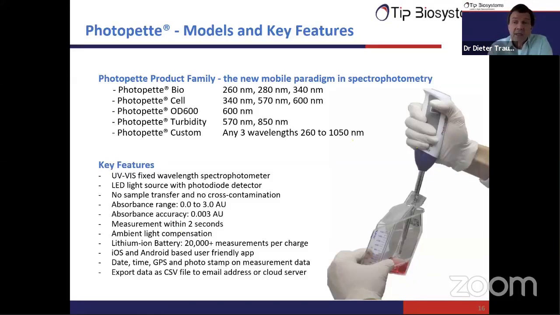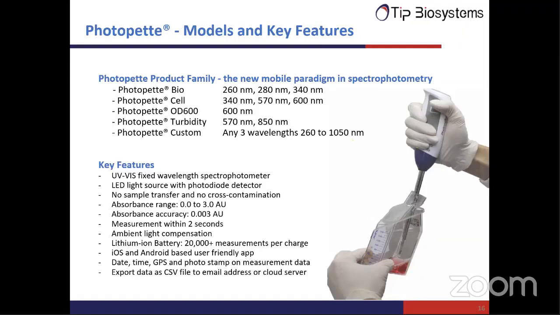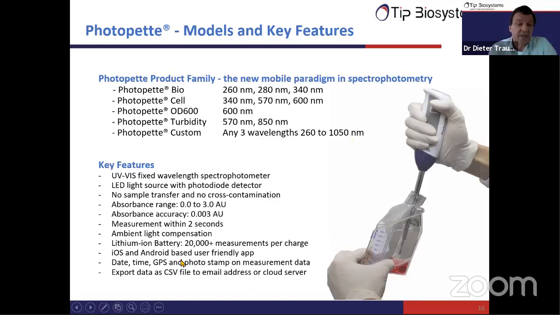And one more interesting thing you may notice is that we can actually measure in ambient light. We do not need to, like a spectrophotometer, close it for the measurement because we have an ambient light correction function inbuilt in our algorithms in the instrument. It's battery powered, lithium-ion battery. It can last for many, many measurements, for more than 20,000, and it's compatible to iOS and Android devices, tablets, and phones.